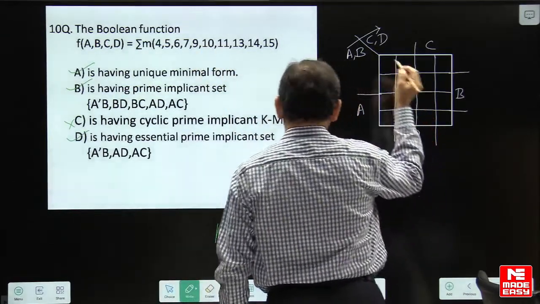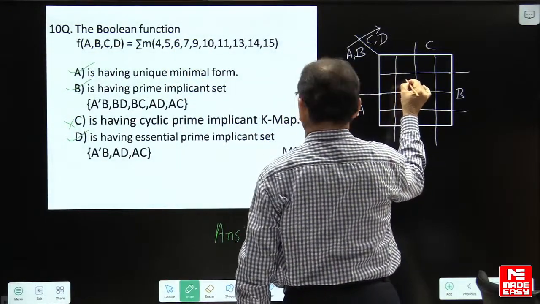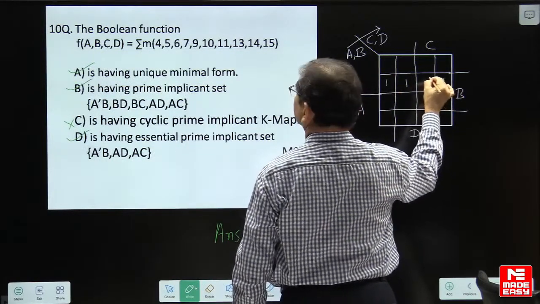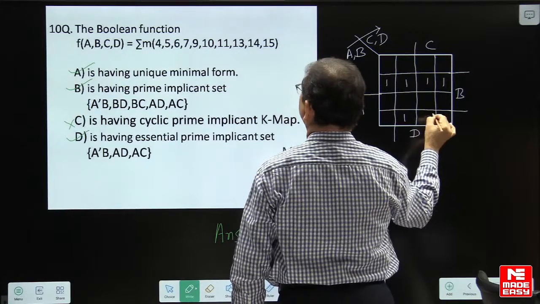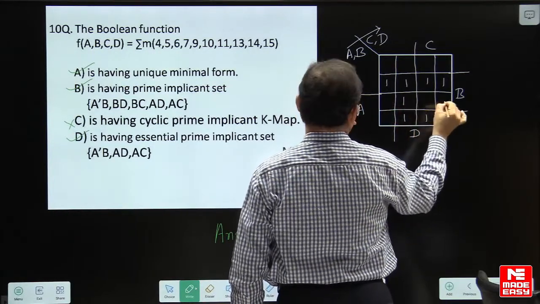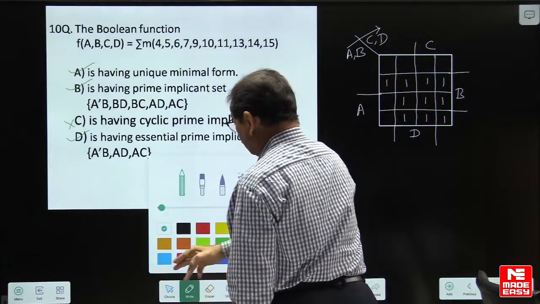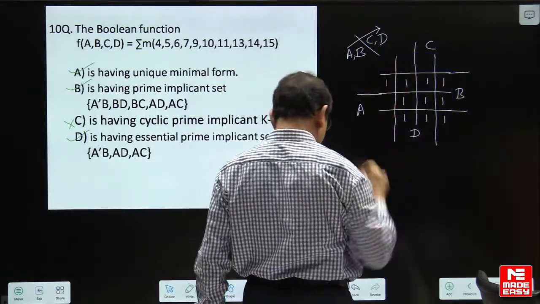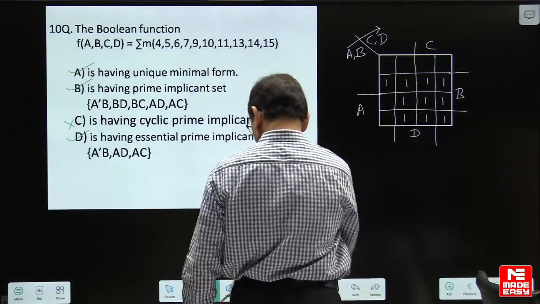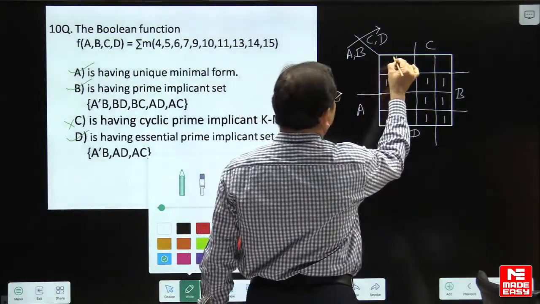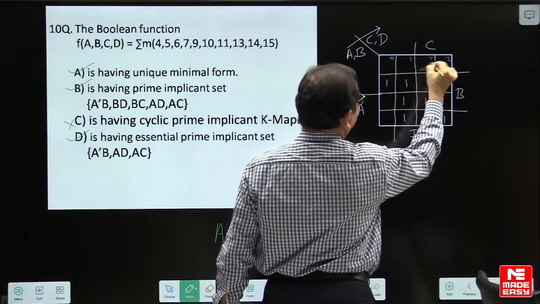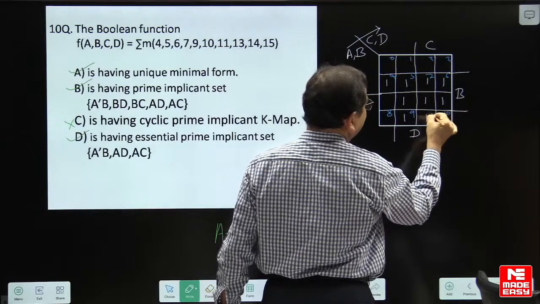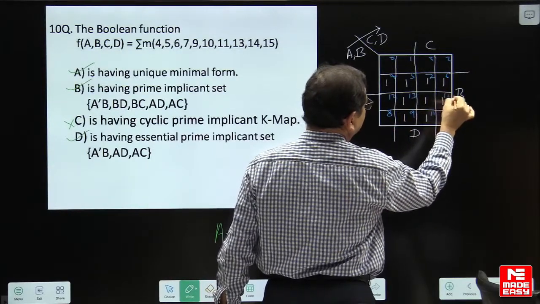So we are having the minterms as 4, 5, 6, 7, 9, 10, 11, 13, 14, 15. Intentionally I mention them here without writing the cell numbers, expecting you may be having a practice of using this as medicine students. Anyway, for clarity I'm putting here 0, 1, 2, 3, 4, 5, 6, 7, 8, 9, 10, 11, 12, 13, 14 and 15, right?